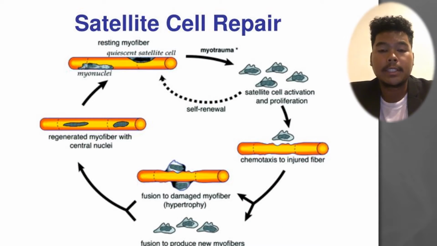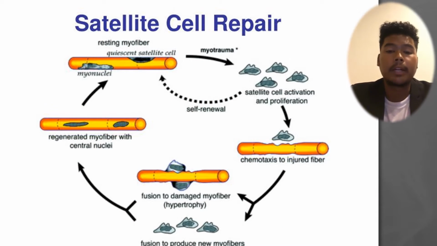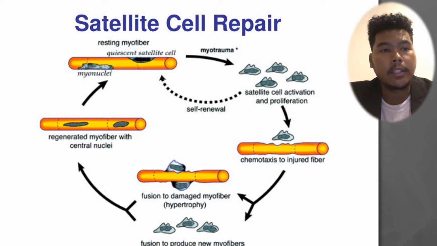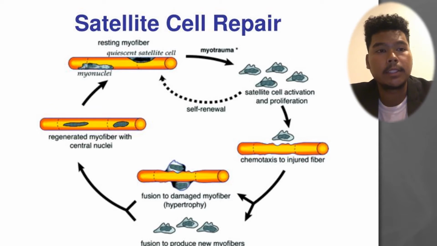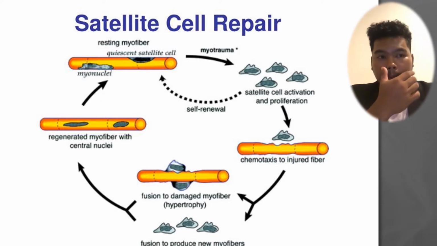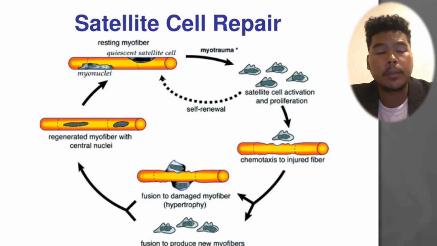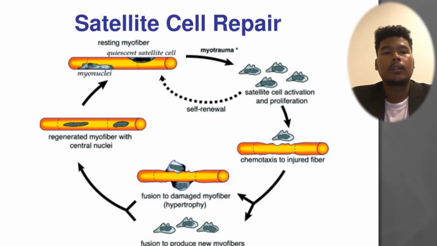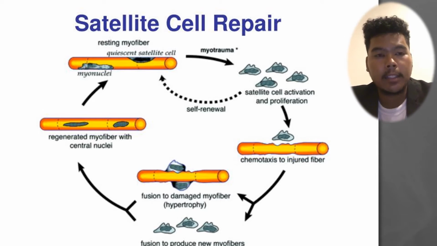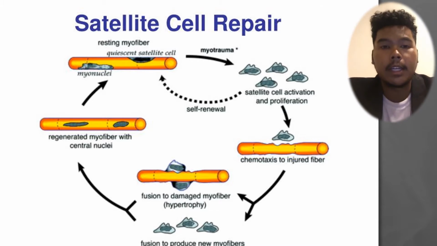Okay, for the satellite cell repair, based on my understanding, as you can see, there's a quiescent satellite cell. Quiescent satellite cell means an inactive satellite cell. It contains myonuclei and it also contains sarcolemma. For example, if we do resistance training, our muscle fiber will be damaged.